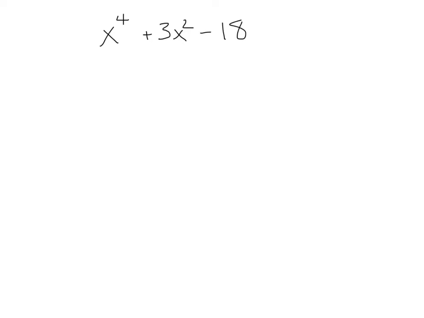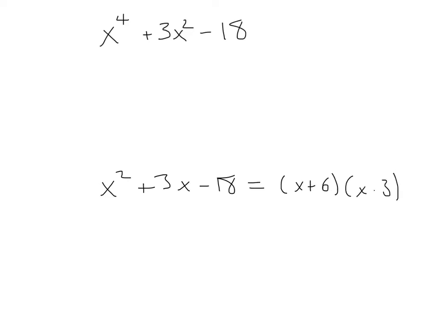So as we look at this slightly more complicated example, we should always make sure that we're checking for a greatest common factor before we do anything else. Now, the greatest common factor here is 1, so we're not going to do anything with it. We should notice that this one looks an awful lot like x squared plus 3x minus 18. And we could factor x squared plus 3x minus 18 as x plus 6 times x minus 3. Turns out we can actually do the same thing up here. We're just going to factor this as x squared plus 6 times x squared minus 3.